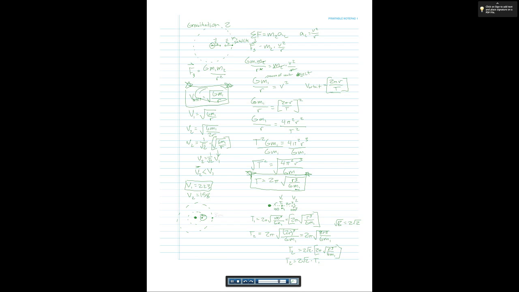Because it's closer in. The mass of the satellites doesn't matter. This satellite could be 3 times the mass of this one. It wouldn't matter because the first satellite is closer. So those are the types of problems that you can expect.